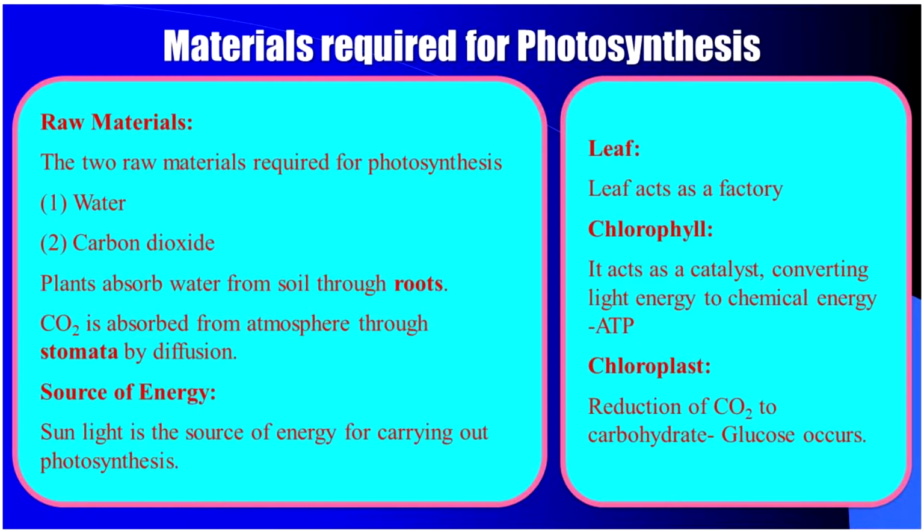Materials required for photosynthesis. Raw materials. The two raw materials required for photosynthesis are water and carbon dioxide. Plants absorb water from the soil through roots. Carbon dioxide is absorbed from the atmosphere through stomata by diffusion. Source of energy. Sunlight is a source of energy for carrying out photosynthesis.